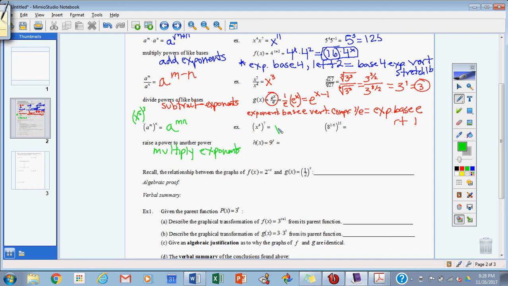Obviously this is going to be x to the 28th power based on what I just set up on that one. And then this one here would be 8 to the 15 over 6th power, right? So what would that be? That would reduce by dividing by 3. We're going to get 5 halves power. Sorry, I'm going too fast for myself here. Can't take a 5 out. Take a 3 out: 15 over 6 becomes 5 over 2.